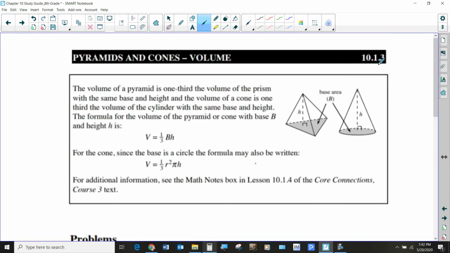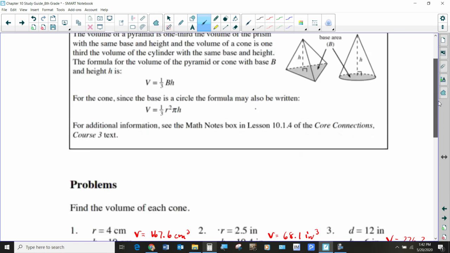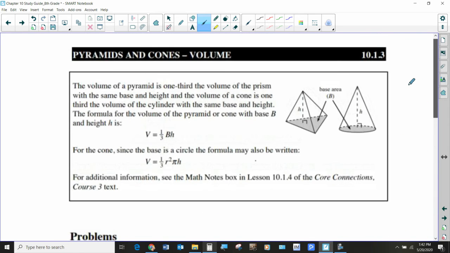All right, on to the back side for our pyramids and cones. We are not going to find surface area of these. It's not a lot of fun. There's a formula for it that you can follow, but let high school take care of that for you. In this case, it's actually pretty simple: base area times the height. Doesn't matter if it's a cone or a pyramid.